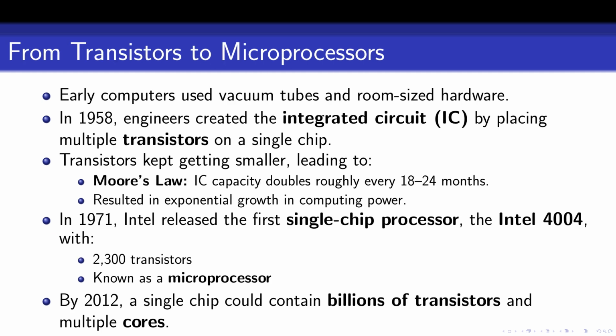Another major innovation that shaped modern computing was the invention of the transistor. Early computers were large because they used vacuum tubes, but the invention of the transistor in the mid-20th century allowed engineers to build smaller, faster, and more reliable machines.